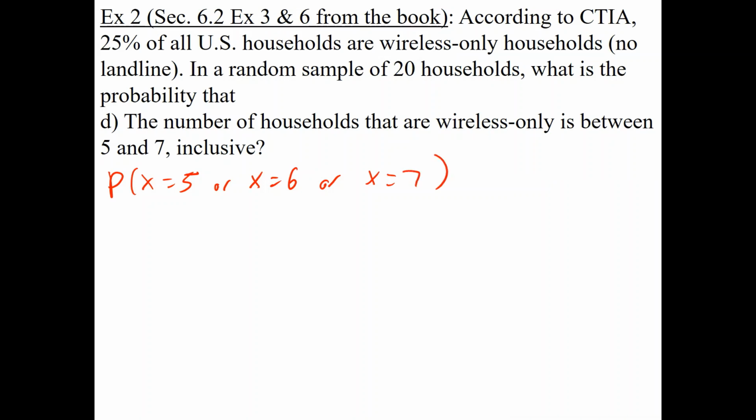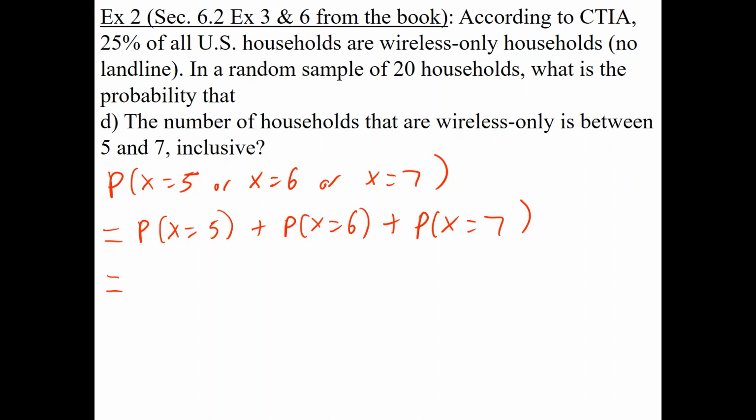And now it looks very similar to what we did in part B. You're going to use the OR formula, which means you do the probability of each event separately, x equals 5, plus probability x equals 6, plus x equals 7, and then you add them. And now you're going to use the binomial probability formula 3 times. So this is going to be 20C5, 0.25 to the 5, 0.75 to the 20 minus 5. That's the first term. Do the exact same thing for the other terms, but change all the 5s to 6s, and then change all the 5s to 7s for the last term.